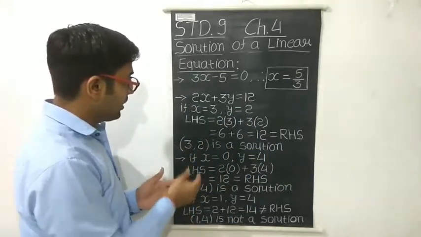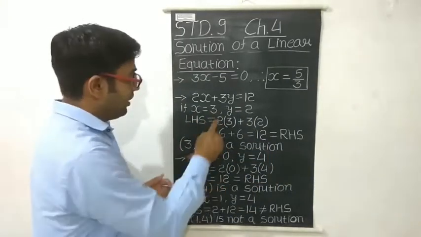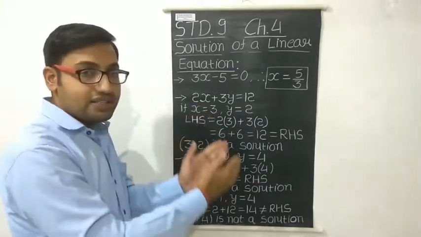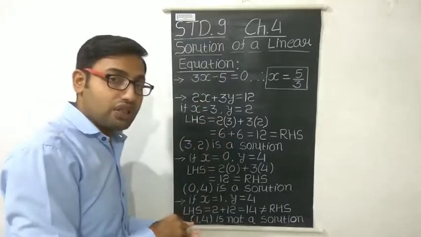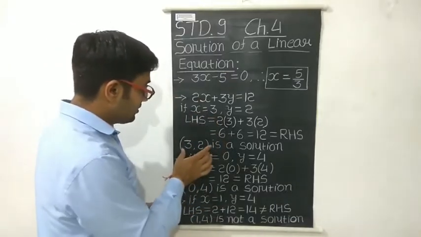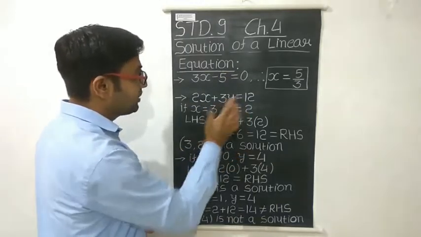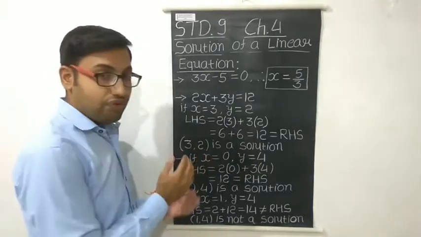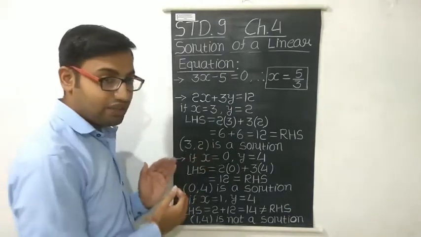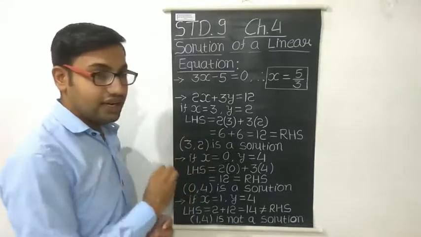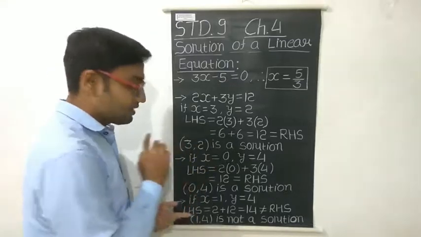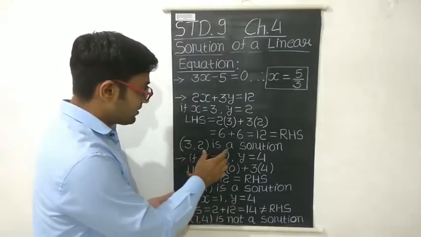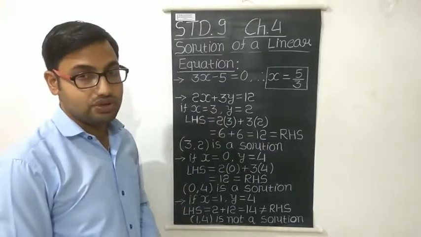So by putting x is equal to 3 and y is equal to 2, we get the left hand side and right hand side values equal. So we can say that this 3 and 2 is a solution of this linear equation in two variables. We write it in this manner: in the bracket, the first value indicates the value of x, and the second value indicates the value of variable y. So this (3, 2) is a solution of this linear equation.